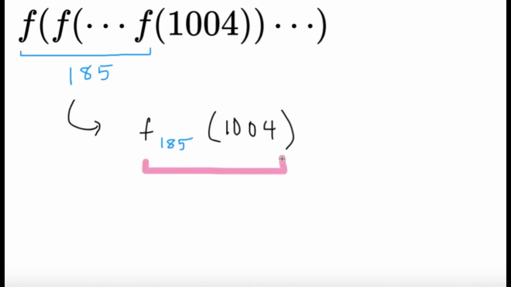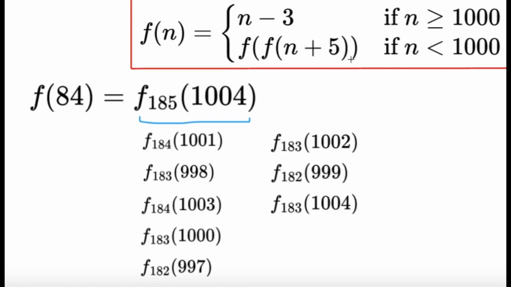Now we have the value that we want, f of 84, in terms of something with 1004. We can finally incorporate the second given. You can see I've written down some stuff because these are the things we're going to go through, but let's do it step by step. This thing is essentially 185 f's and then 1004. So let's talk about how we evaluate this. F sub 185 of 1004, we can simplify it to be this one.